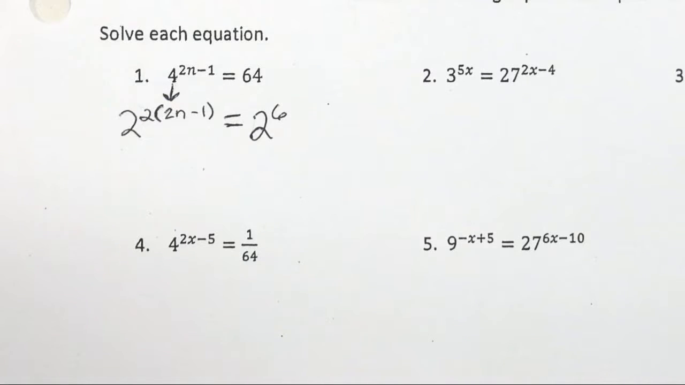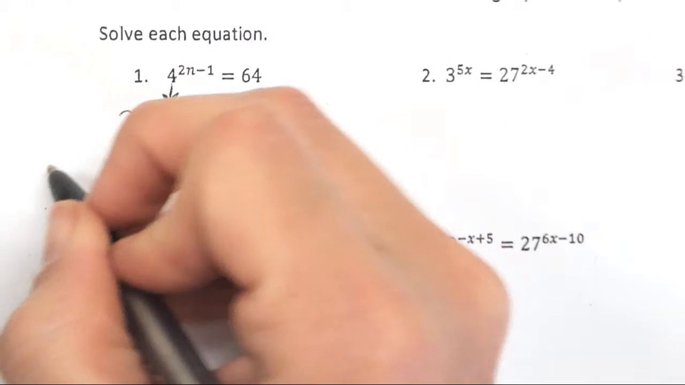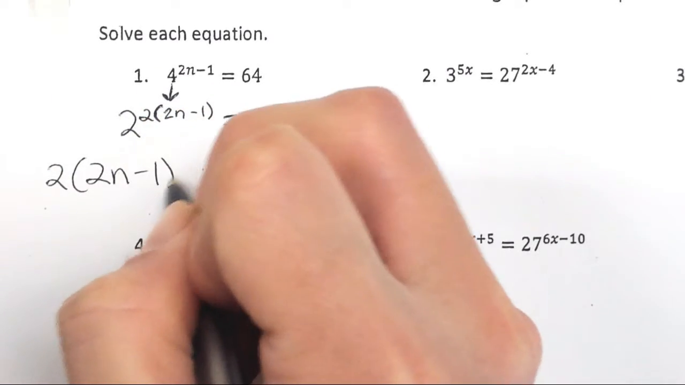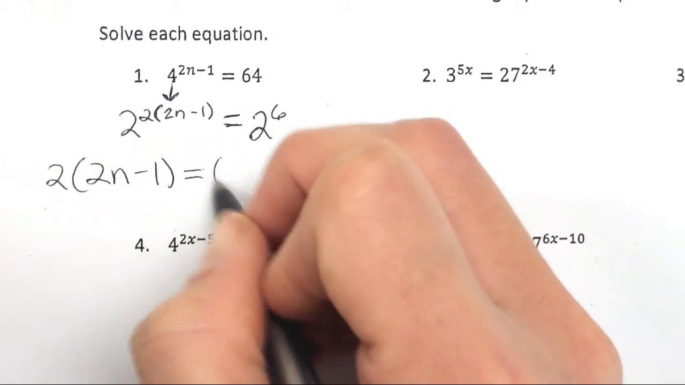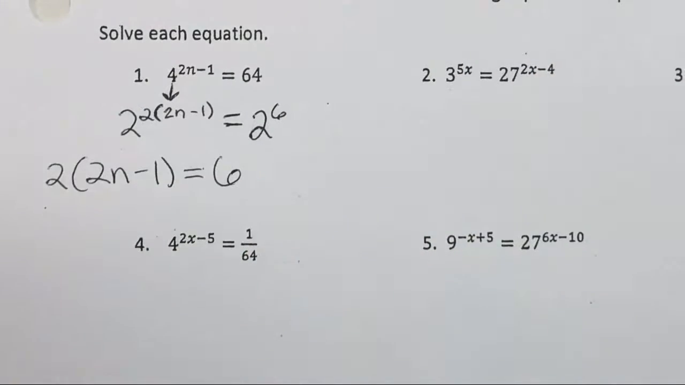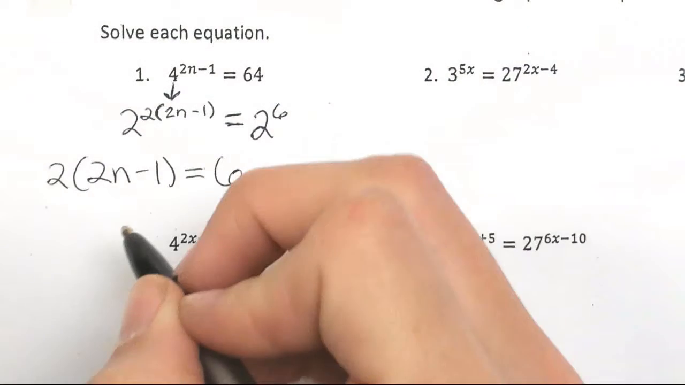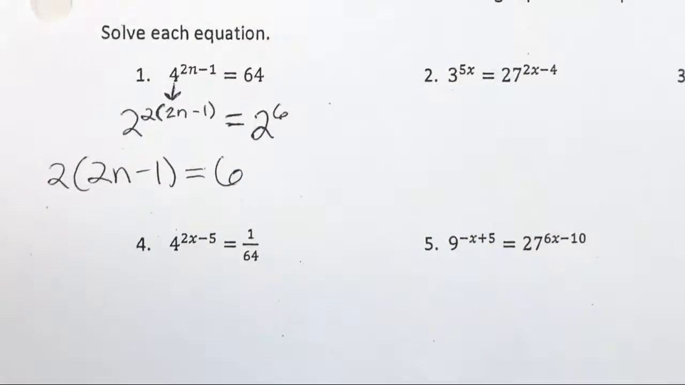And now notice how they have the same base. They both have a base of what? 2. So now we can set the exponents equal to each other and cancel out the bases. Here's what that would look like. We'd have 2 times 2n minus 1 equals what? 6, this exponent. And now we just solve for n. So how would we do that here? Distribute the what? 2. We could do that, or Dylan says we could divide both sides by what? 2. Either one. Yes, Zach. The whole cube times 2 and minus 1 equals 6.